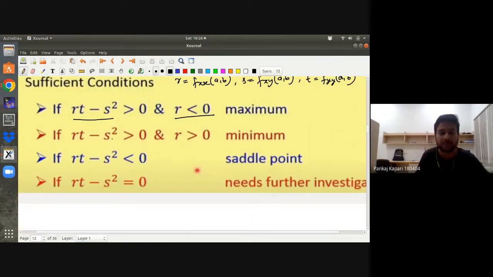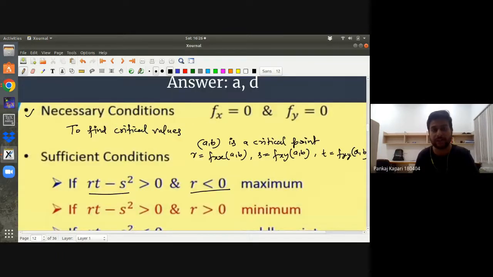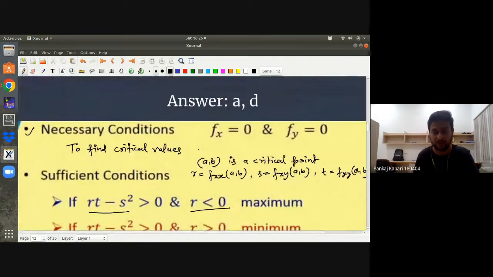Okay, if RT minus S squared is positive but R is also positive, then it attains its minimum. If RT minus S squared is negative, then we say that the point is a saddle point and no maxima or minima is attained at that particular point. So there can be a point where there is no local maximum and no local minimum, but still it can be a critical point. Such points are called saddle points. But if RT minus S squared becomes 0, then we cannot say anything. We cannot apply this derivative test, and we have to further check in some other way.